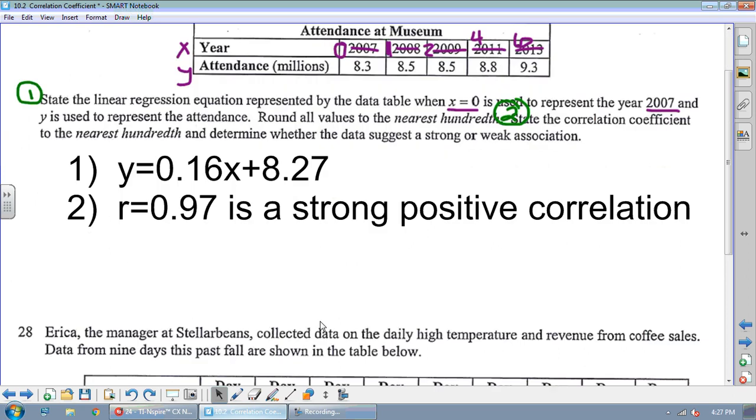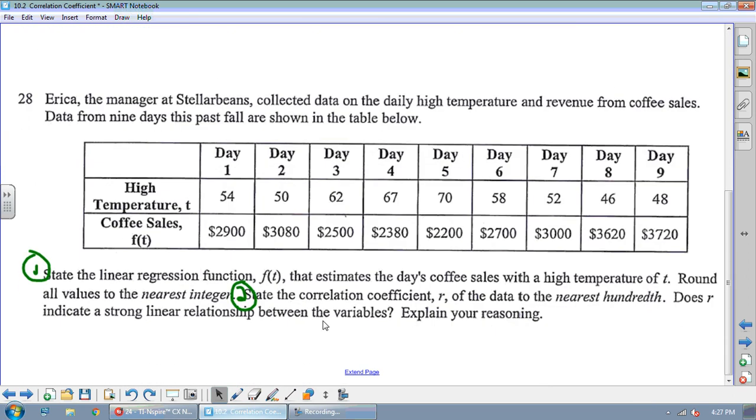Number 28. Erica, the manager of Stellar Beans, collected data on the daily high temperature and the revenue from coffee sales. Data from 9 days this past fall are shown in the table below. State the linear regression function f of t that estimates the coffee's sales with a high temperature of T. Round all values to the nearest integer. And then there is a part 2.